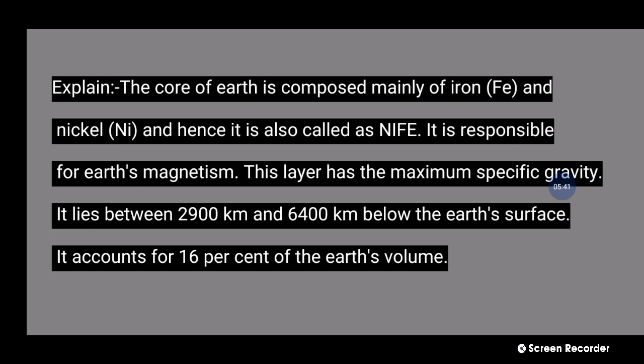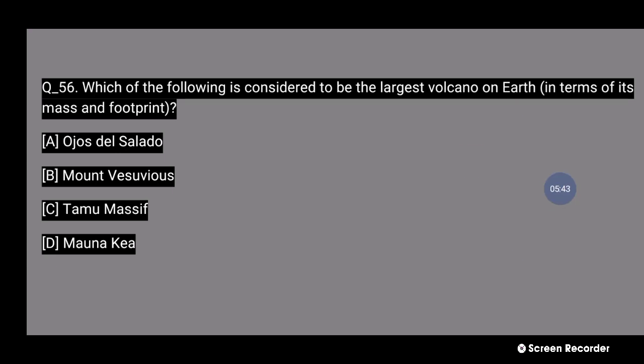Next question. 56 number question কি বলছে, which of the following is considered to be the largest volcano on earth in terms of its mass and footprint? এই চারটি অপশনের মধ্যে কোনটি হবে?